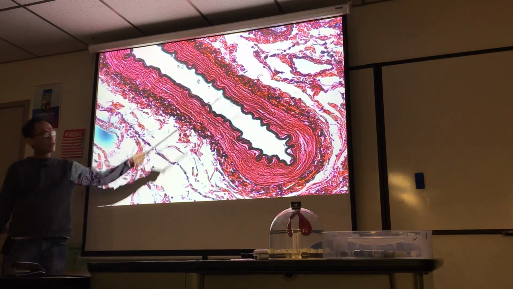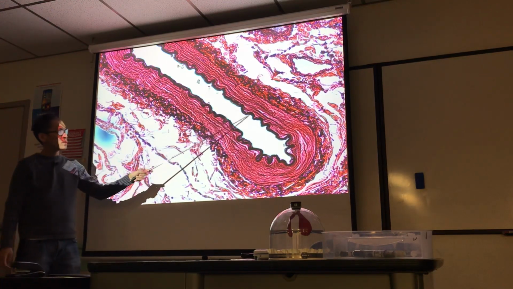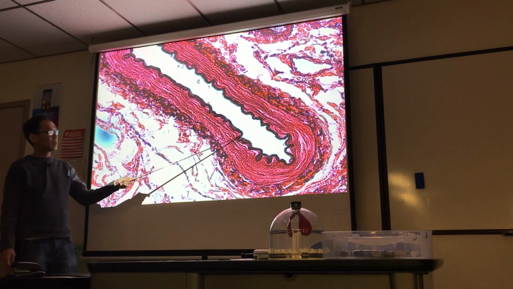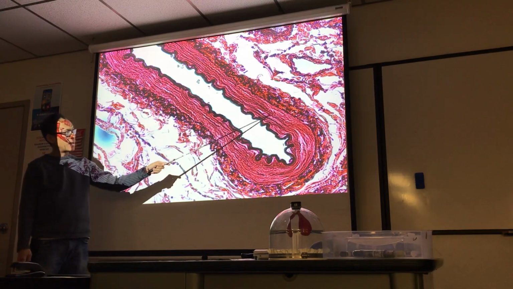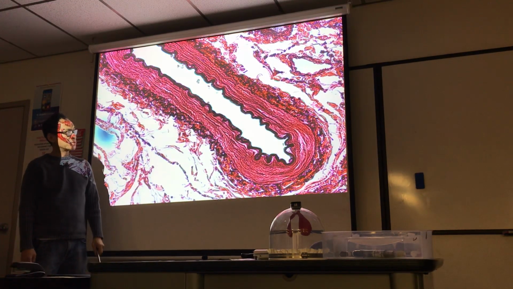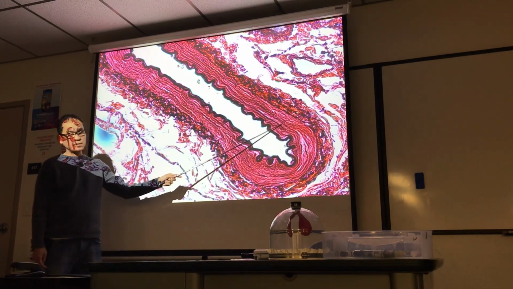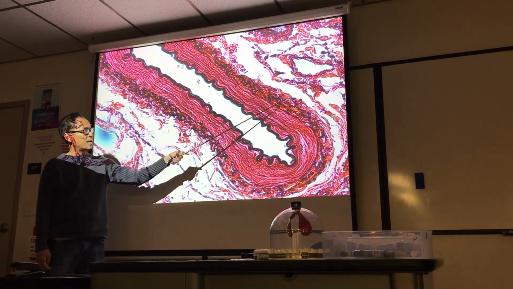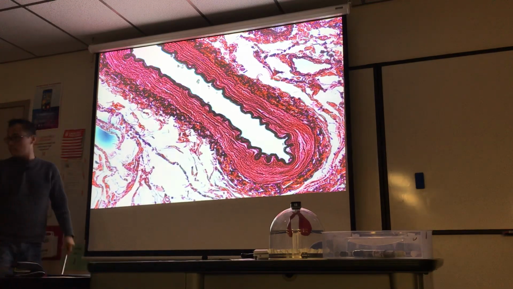Notice how you have this black squiggly line, which is the internal elastic lamina. Notice how you have smooth muscle and the blackish fibers. There's less content of it, but that would be the elastic fibers of the tunica media, but it's mostly muscle. That's why this is a muscular artery. And you have collagen fibers and elastic fibers in the tunica adventitia as well.